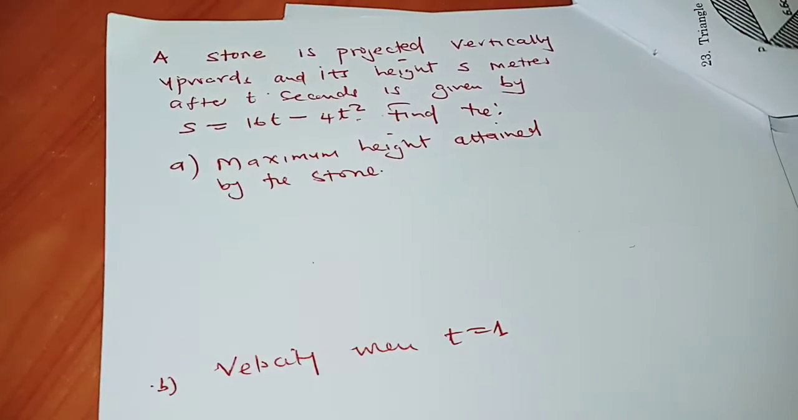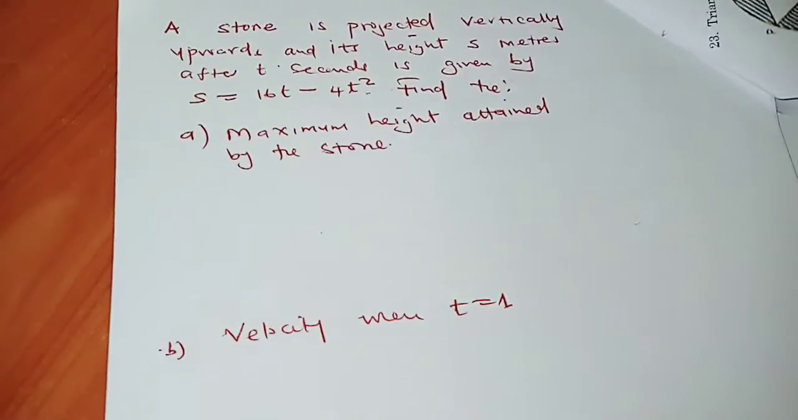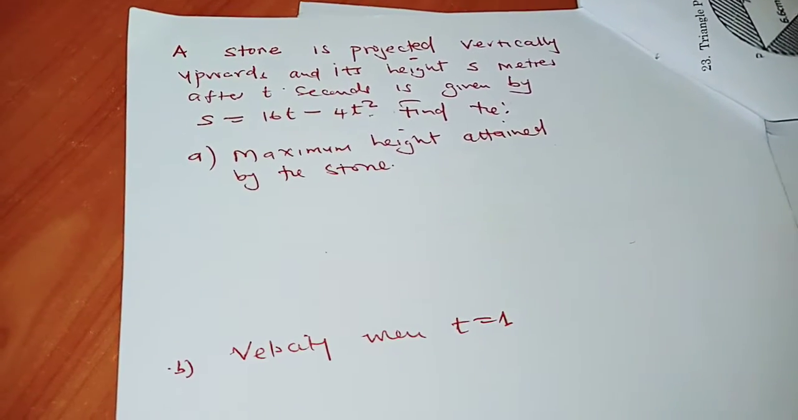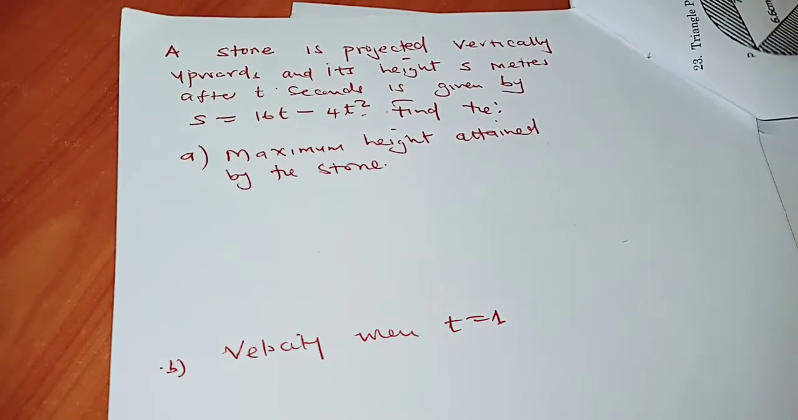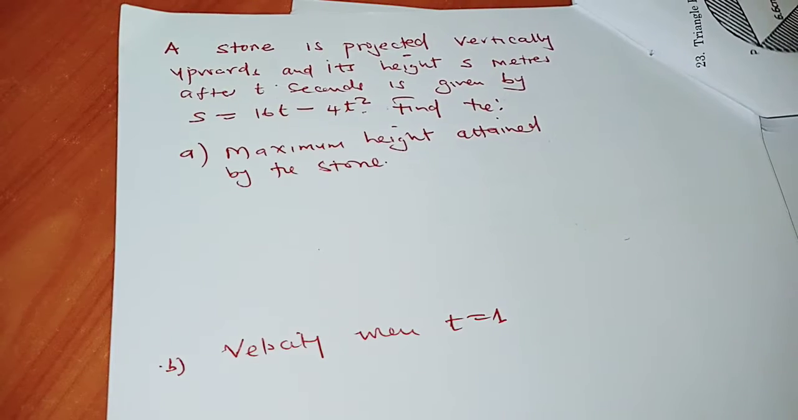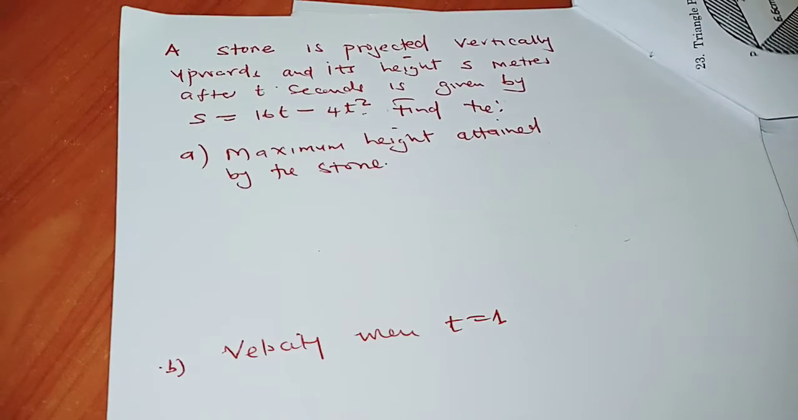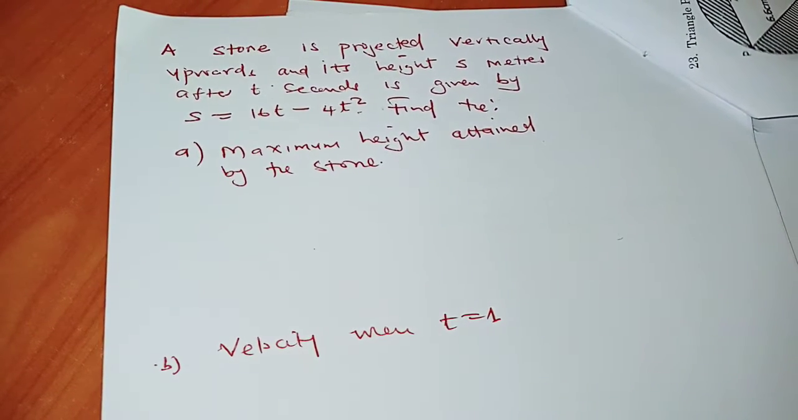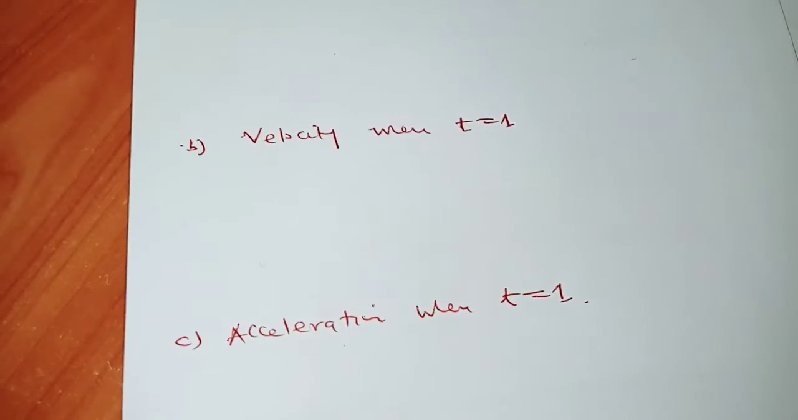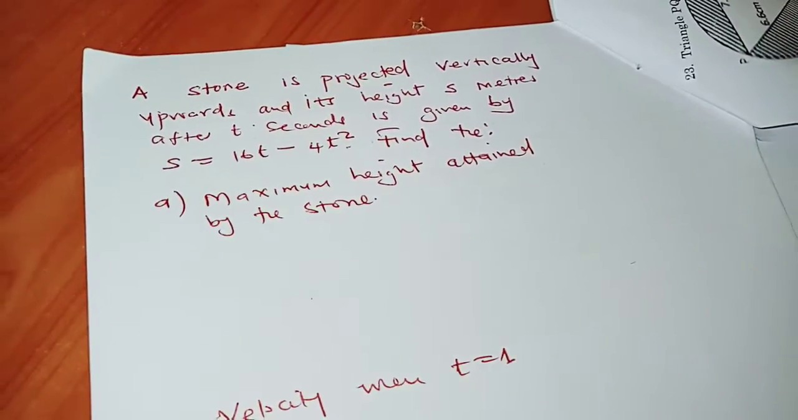Today we are going to look at a question from the topic of integration, application of differentiation and integration. The question reads: a stone is projected vertically upwards and its height s meters after t seconds is given by s equals 16t minus 4t squared. Find the maximum height attained by the stone. Part B: velocity when t equals 1 and acceleration when t equals 1. So let's get started.